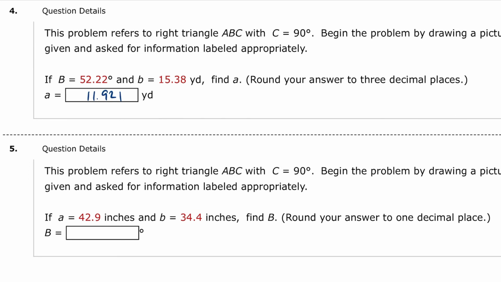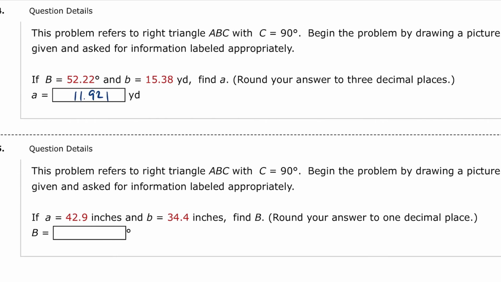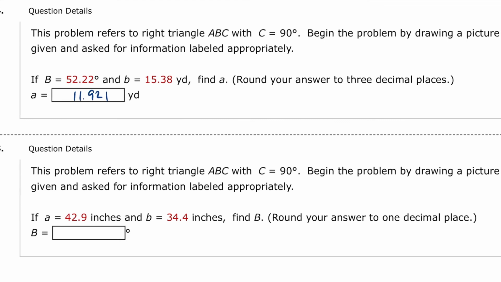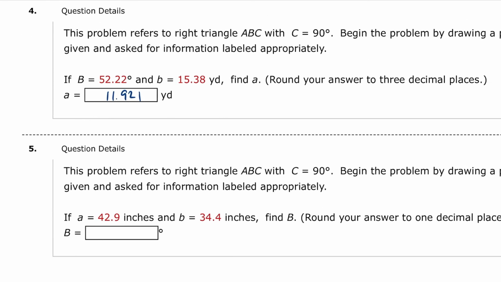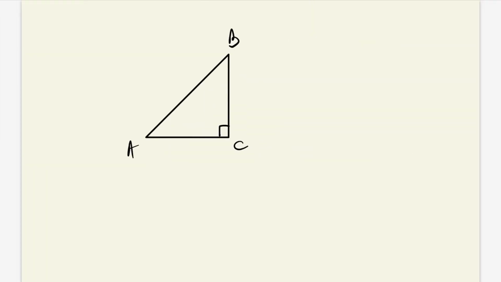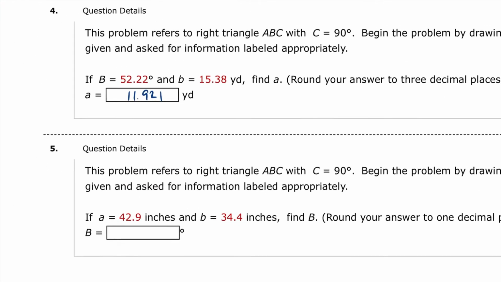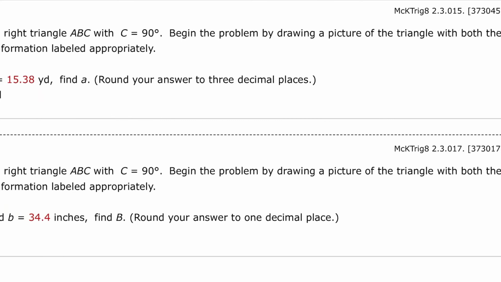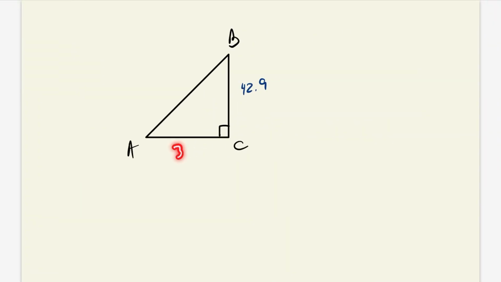Let's try another one. This time they are going to give us side A and side B. So let's draw that triangle. You can draw any generic right triangle, as long as you label it A, B, C, and you label all the given information. So A is 42.9. 42.9 would be opposite of angle A. Side B, 34.4, is opposite angle B. So 34.4 would be here. And we need to find the missing side and the missing angle.